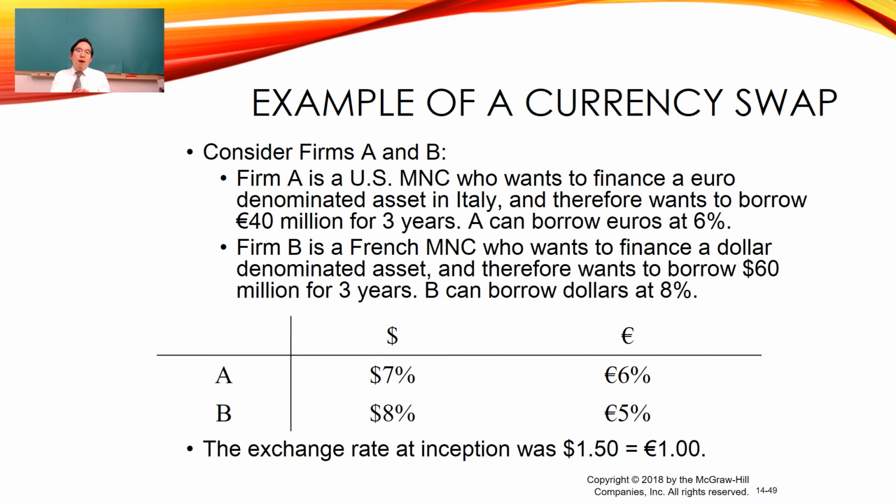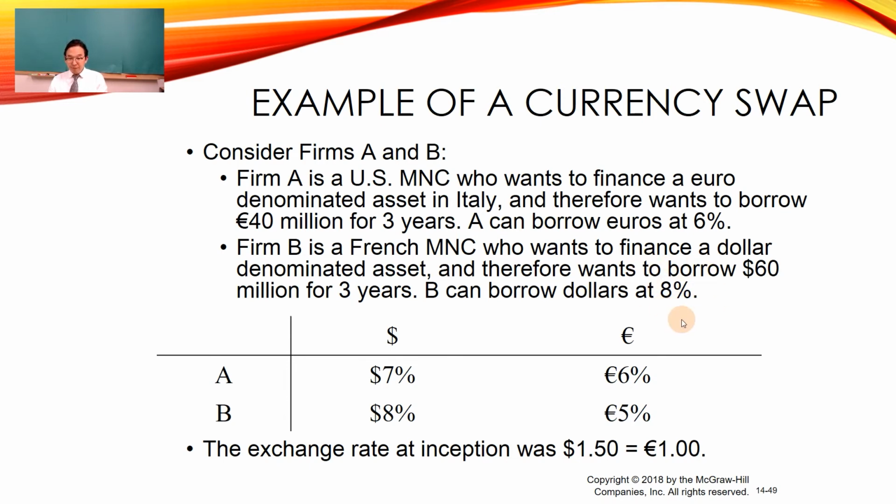Okay, currency swap. Another example, firm A and firm B, as in the textbook, right? Consider firm A and B. A is a US multinational corporation who wants to finance a euro-denominated asset in Italy and therefore wants to borrow 40 million euro for 3 years. A can borrow euros at 6% rate. Firm B is a French MNC who wants to finance a dollar-denominated asset and therefore wants to borrow $60 million for 3 years, and B can borrow dollars at 8% rate.